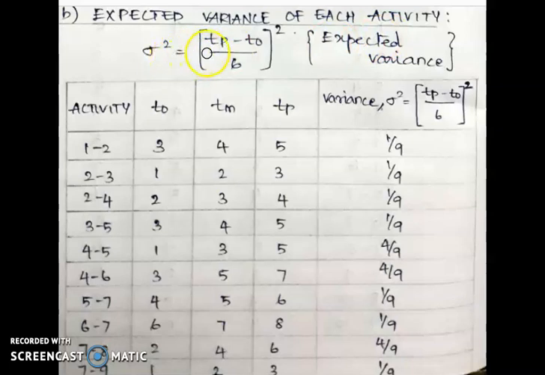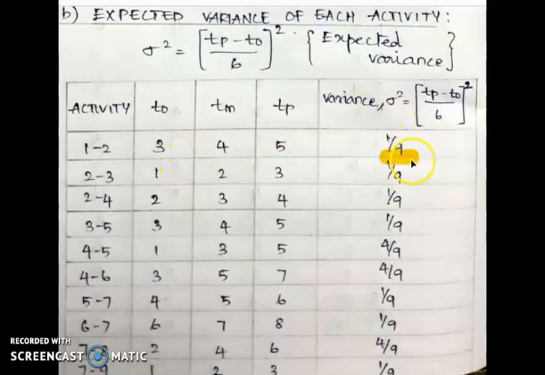The variance is sigma equal to TP, the pessimistic time, minus TO, the optimistic time, divided by 6. The expected variance formula is this whole squared. For activity 1 to 2, TP is 5, minus 3, divided by 6, is 2 by 6, which is 1 by 3. 1 by 3 whole squared equals 1 by 9.